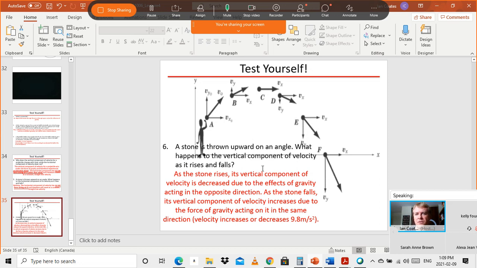A stone is thrown upward on an angle. What happens to the vertical component? I put this in here just to show you that the vertical component is completely at the mercy of gravity. That's how this one works, okay?